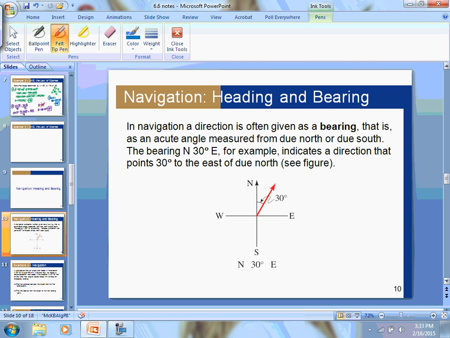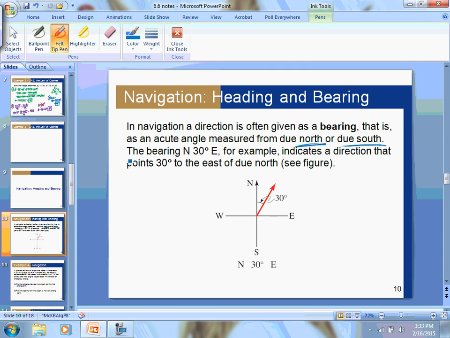In navigation, a direction is often given as a bearing, and that is when they take an acute angle measure from due north or due south. You could also do it from due east or due west too, but it's really from due north or due south, okay? And so basically you're measuring how far away you are from due north. So from that 90 degree angle, or due south, that 270 degree angle, okay?